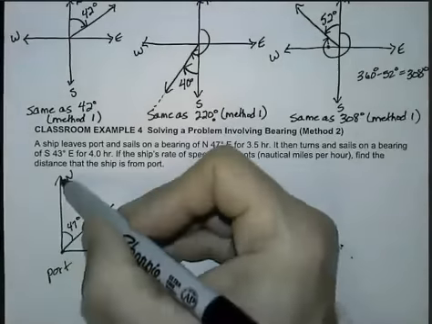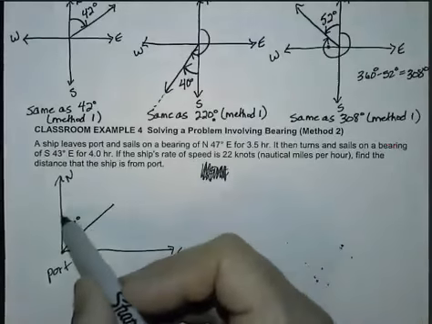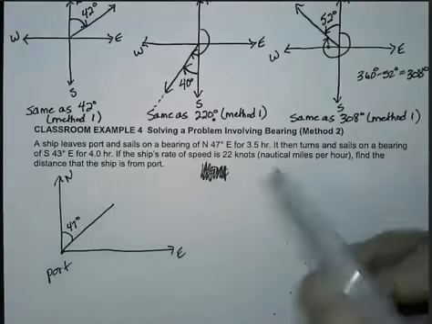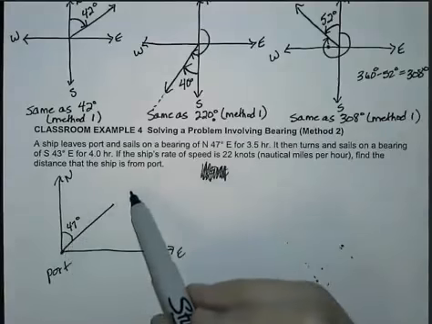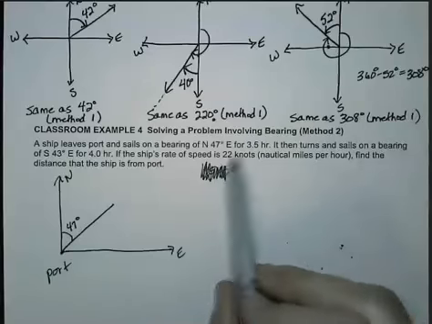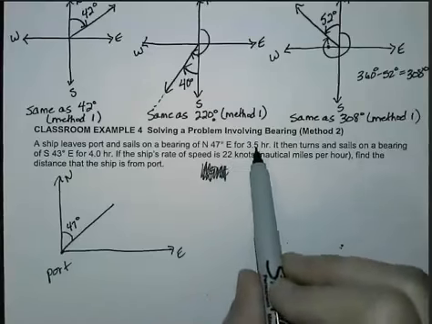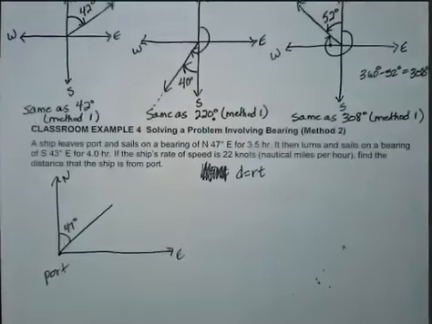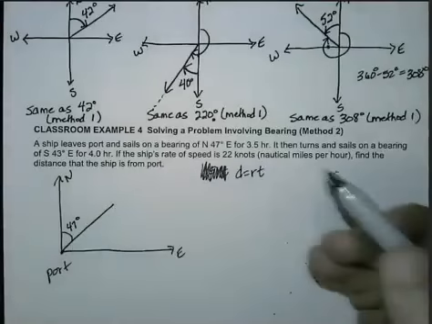So here's my due north and my due east. So I'm starting from here and going 47 degrees to the east. Now I don't know how far it's going in this direction, so I need to figure that out. It does give me the speed of the ship, and it tells me how long it sailed at that bearing. I'm going to use this formula to figure out the distance that it went in this direction.